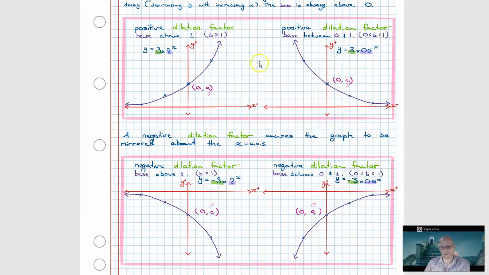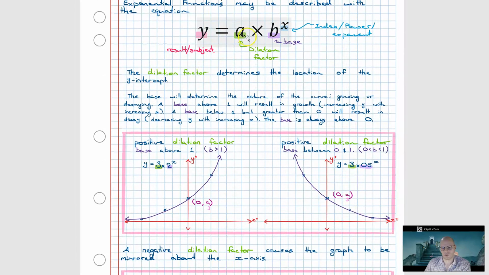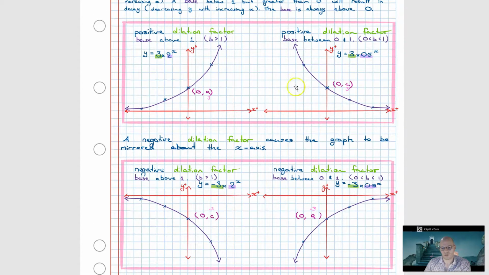So in summary, by modifying the values of a and b, we get graphs that look like this nature over here. Now, one thing we're always going to find is that for Stage 1 General Mathematics, we never have to deal with the case where b is less than 1.